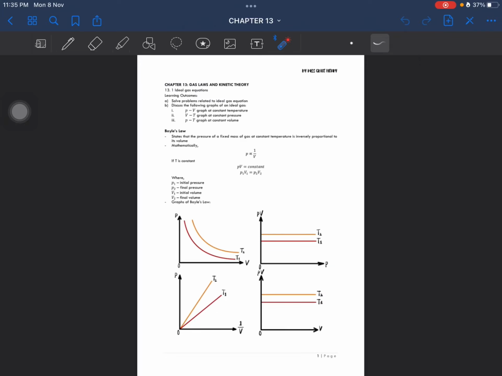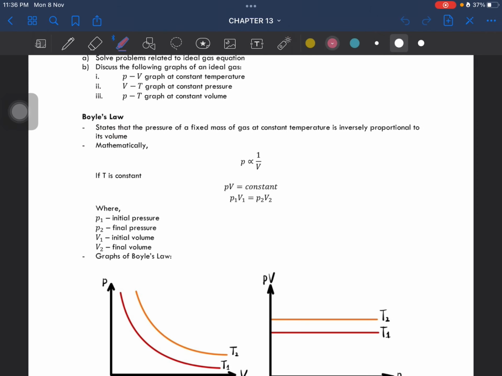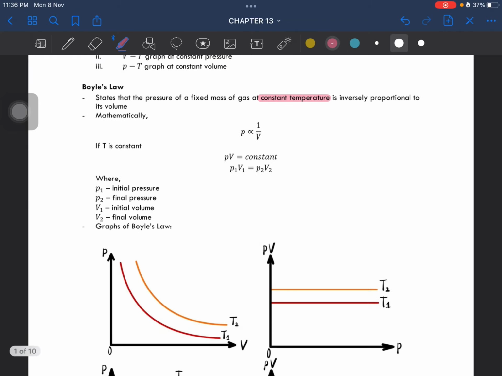Okay, so there are 3 laws that you need to know. The first law is Boyle's law. Boyle's law is focusing on constant temperature. At constant temperature, the pressure is inversely proportional to the volume. So if the temperature is constant, we can get this equation, which is for Boyle's law at constant temperature.